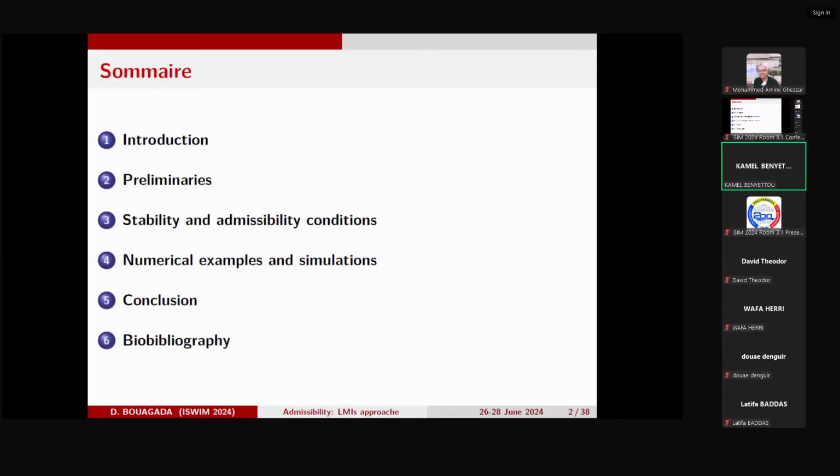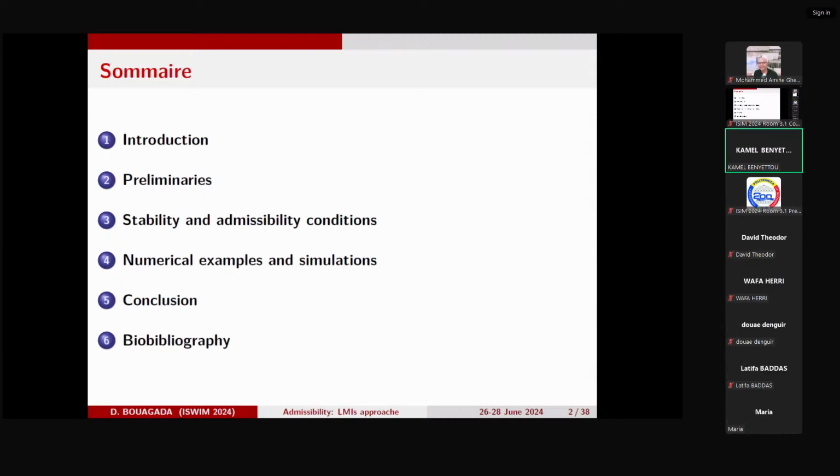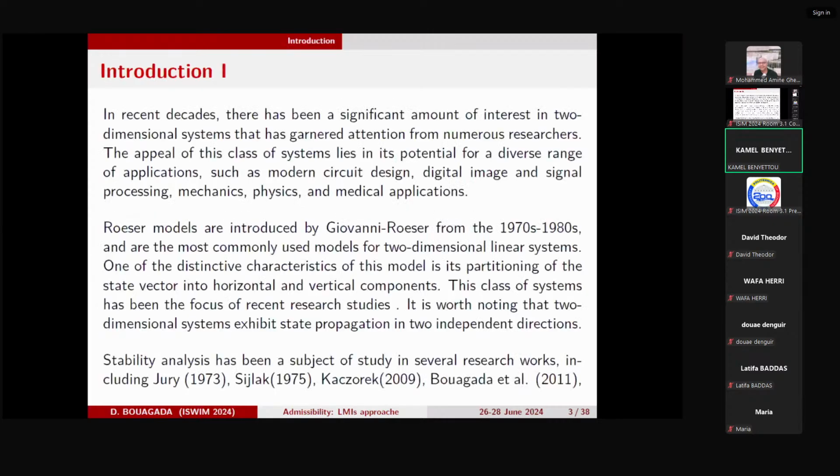First, we present some introduction and preliminaries, then the stability and admissibility conditions, and then a numerical example and simulation. We conclude our work with a general conclusion and some bibliography.